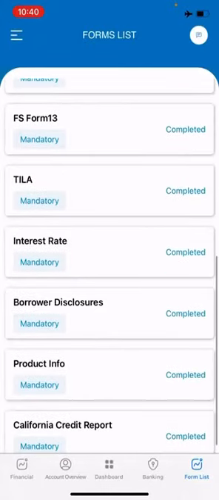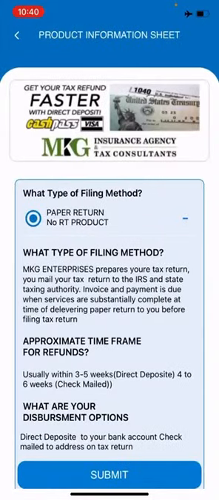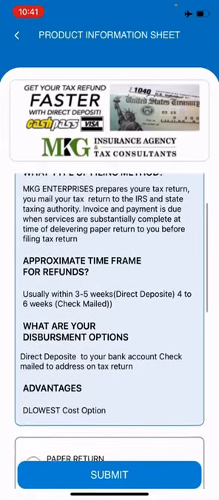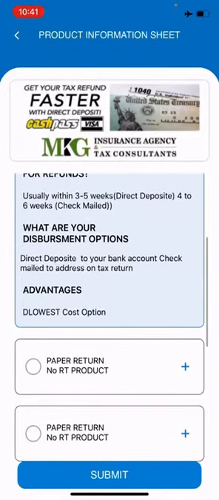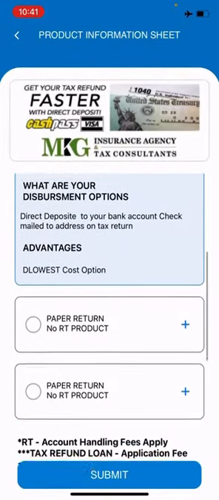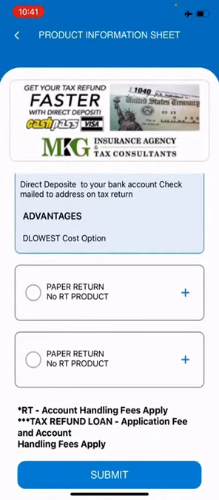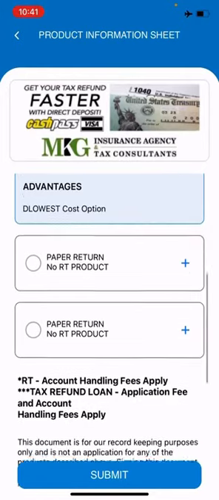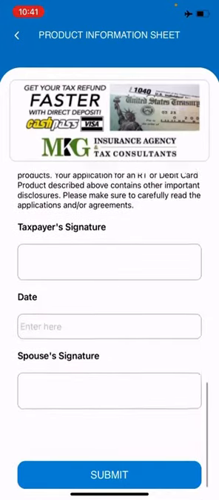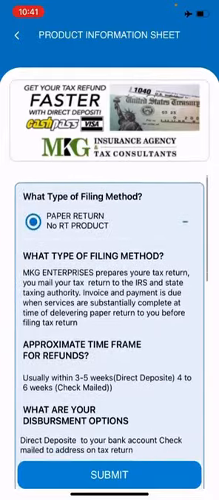The next one will be the product information. This is telling us, how do you want your refund? How do you want your tax money given back to you? Did you want it in a paper check? Did you want it in a direct deposit, or did you want to go with the check print, pick up at the store? And then you would sign, date, and acknowledge that.